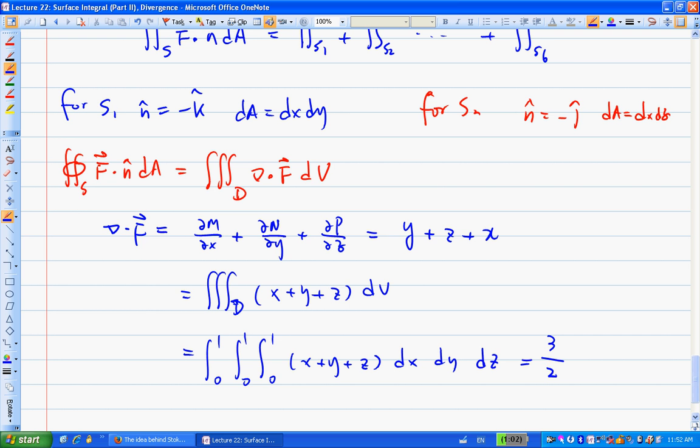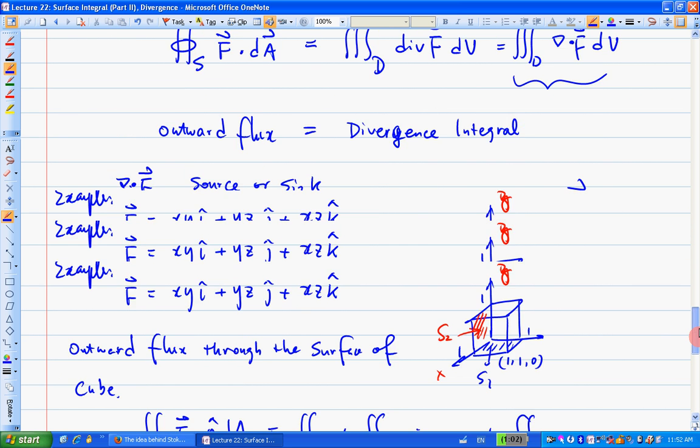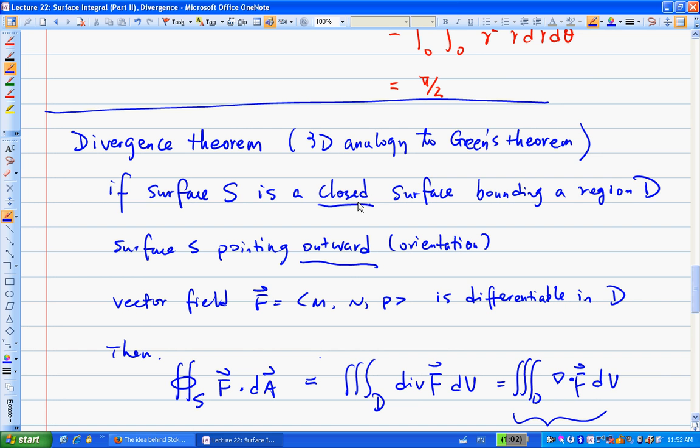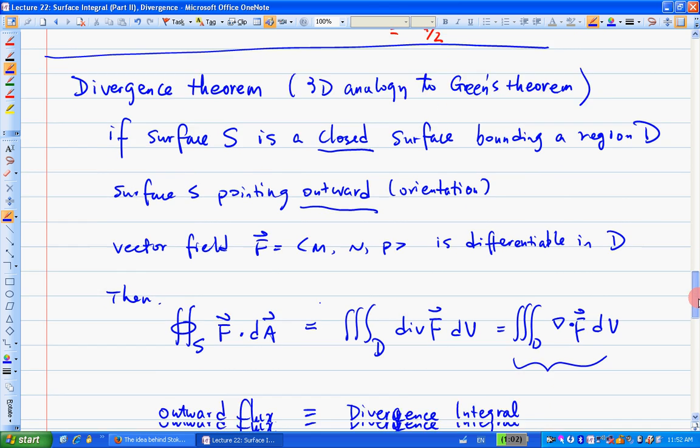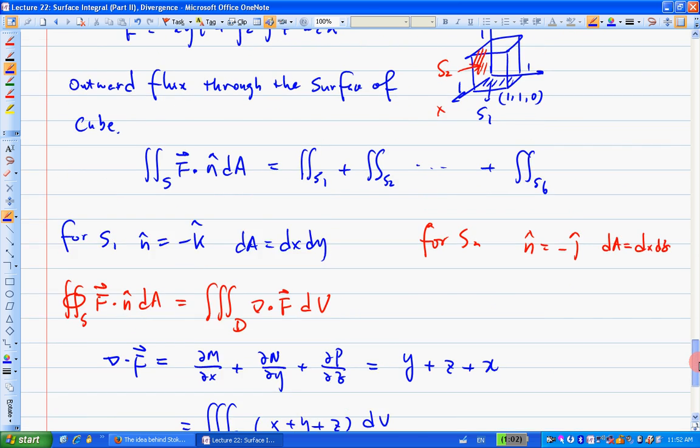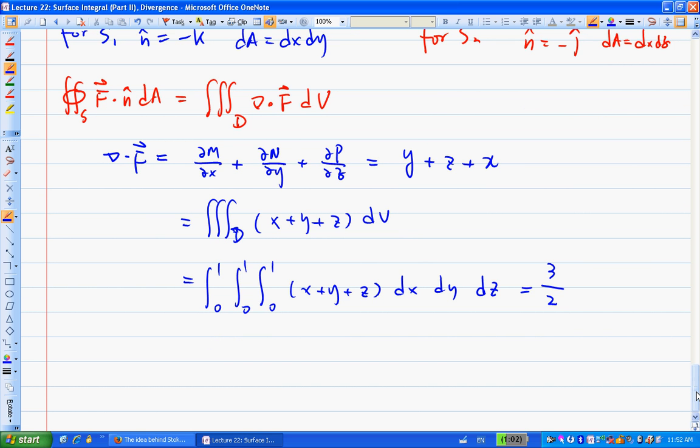To emphasize the divergence theorem: first of all, it's closed. Second of all, when you calculate with the divergence theorem, what you're getting is outward flux. So that's what you need to be careful about. Any questions? All good?